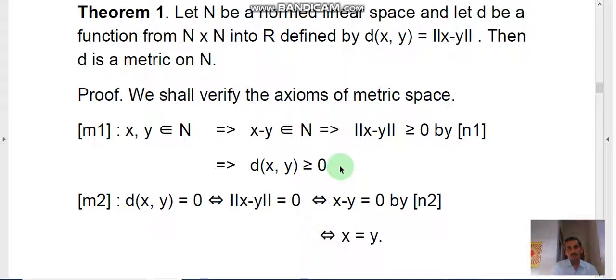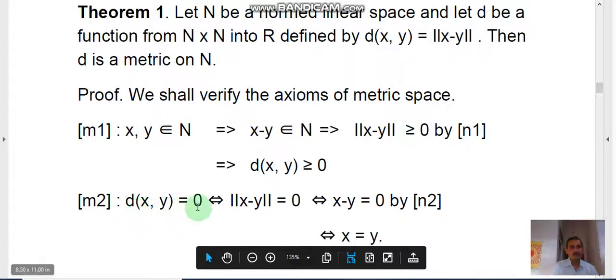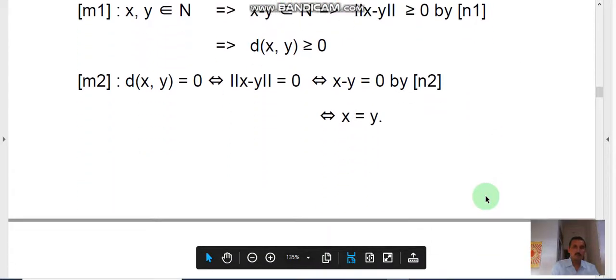So this is the first condition of a metric space. The second one: d(x, y) equal to 0 implies norm of x minus y equal to 0 by the definition of d(x, y), and this implies x minus y equal to 0 by N2, and from this we obtain x equal to y. So this is the second condition of the metric.